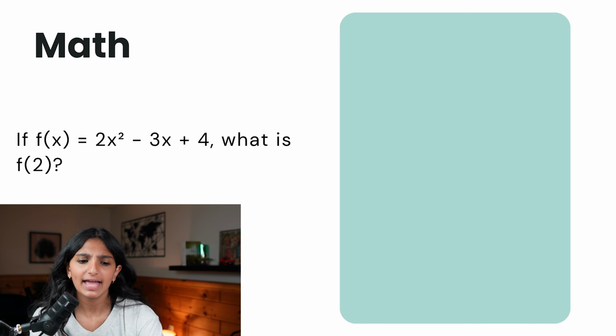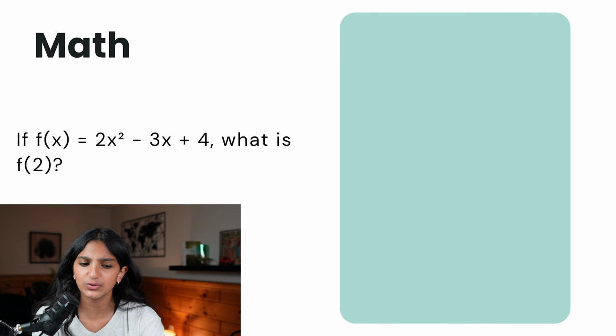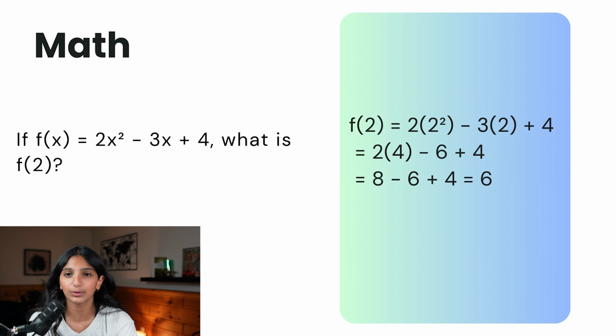Question number 4. If f(x) is equal to 2x squared minus 3x plus 4, what is f(2)? Take a minute to pause the video and figure out the answer. If you got 6, you were correct.